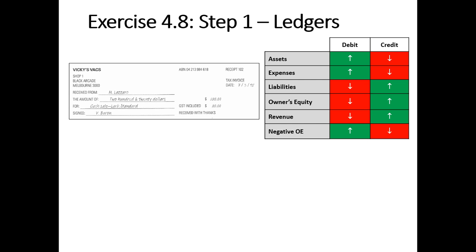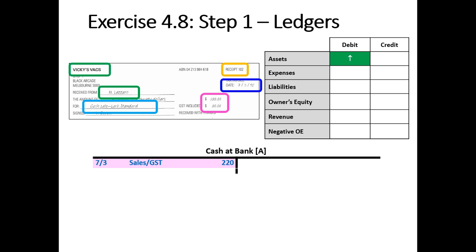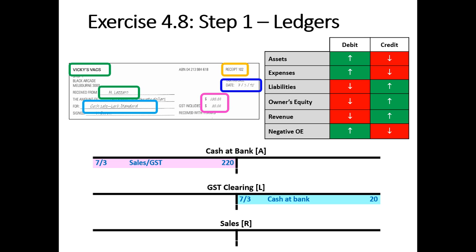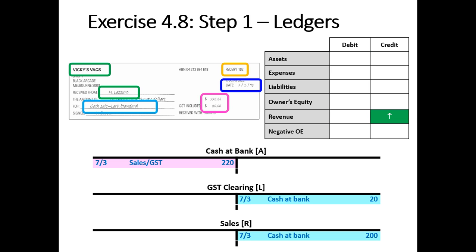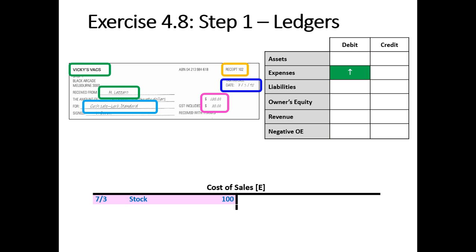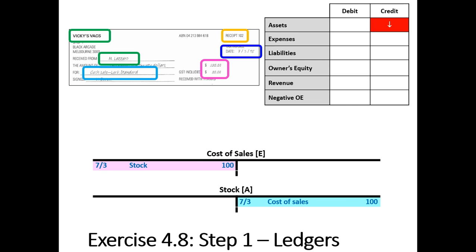Next transaction is another receipt. So we've got the receipt, we've got our name at the top. It's the 7th of the 3rd. It's another cash sale, $220 including GST. So we've got $220 going into the bank. GST goes up because our liability has increased, and sales, which are revenue, is going up as well. Taking care of the cost of sale expense, that's a debit, and that decreases our stock on the credit side.